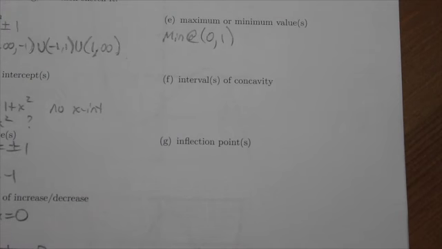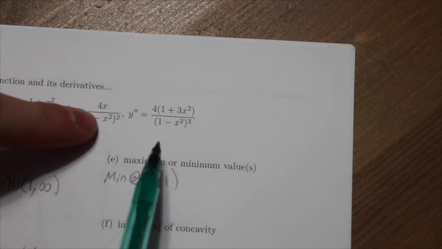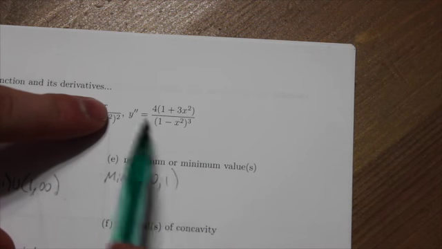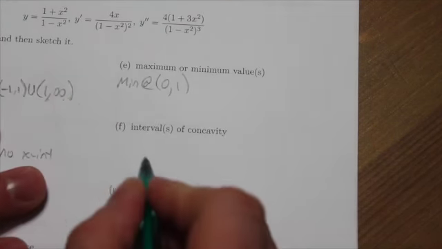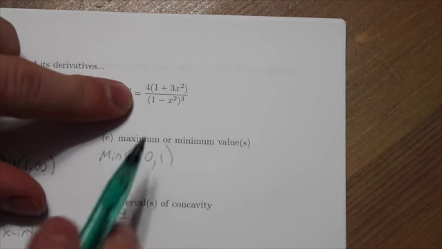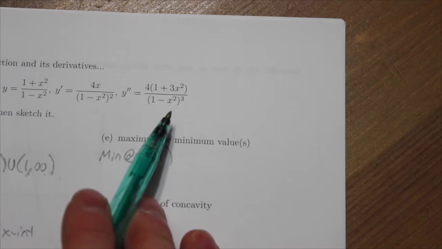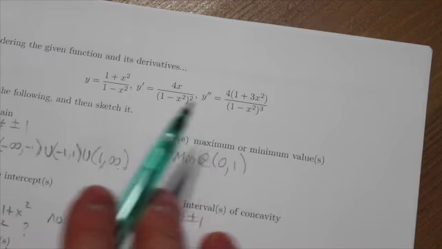Okay, question F, intervals of concavity. Well, again, we already know this. We've got to take a quick look at the second derivative, and we know again that there's going to be issues here at plus or minus 1 because that's where the second derivative's denominator goes to 0. Those will not be critical numbers because we know that those are asymptotes.